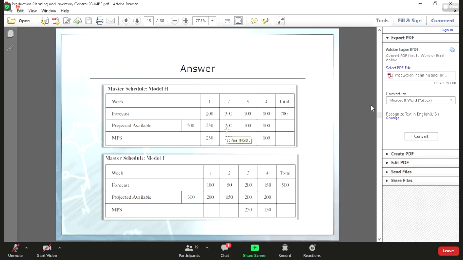In period 3, we decide to allocate 250 not for product H, but for product L. So there is no production for product H, and we still have 200. The requirement is only 100. So at the end of week number 3, the third week, we will have 100 units of product H.